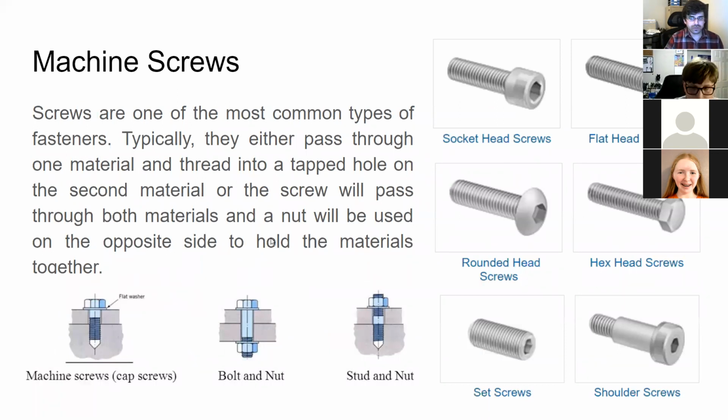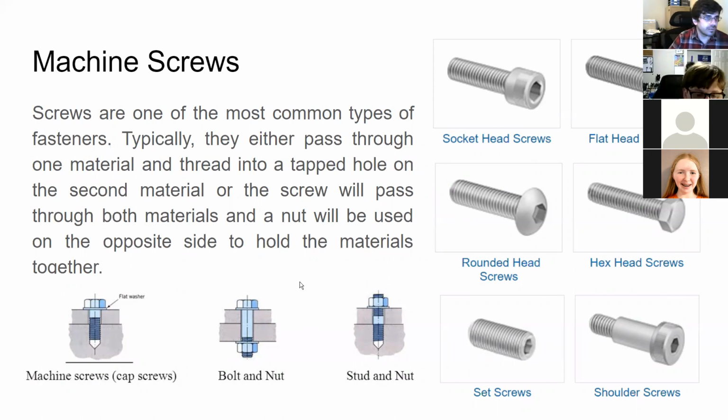So machine screws is just what they're called, as opposed to wood screws or sheet metal screws. They have different shapes, different head styles.